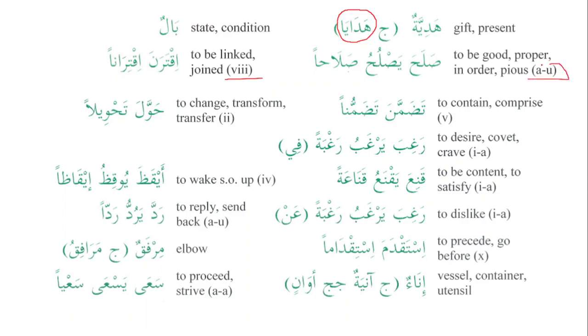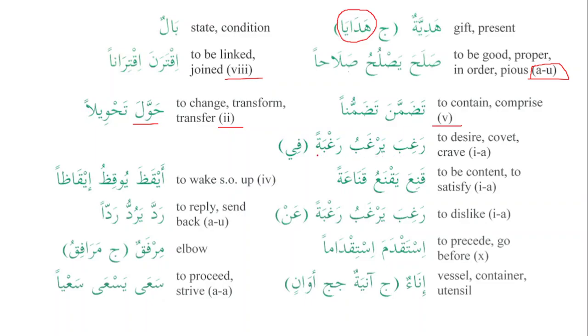What is the meaning of AU? Bab Nasara, yansur. Okay. Hawala. Give me the present tense, please. يحول. Excellent. Hawala yuhawilu tahwilan, to change, to transform. So this is a verb from number 2, whereas tadammana yatadammanu tadammunan is a verb from number 5.